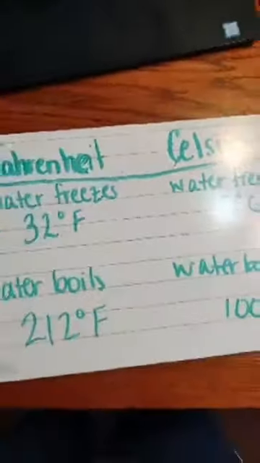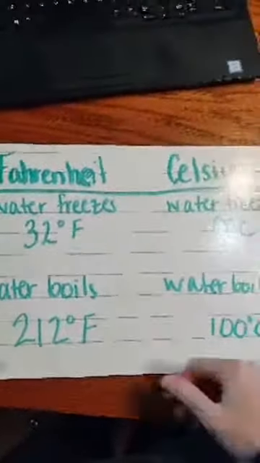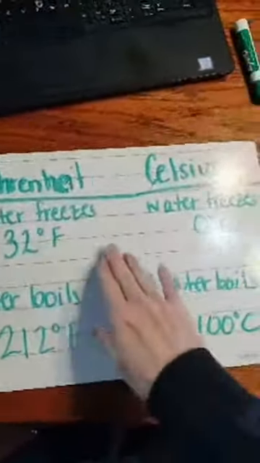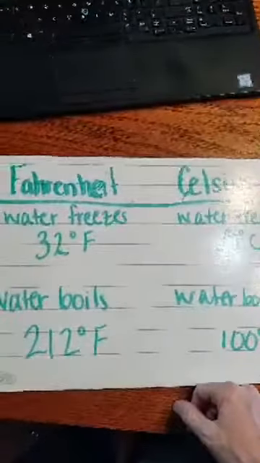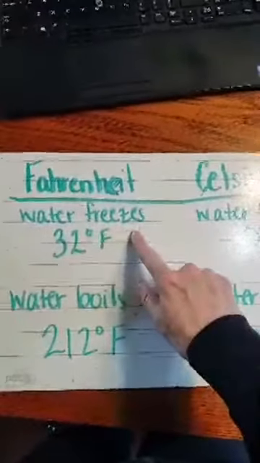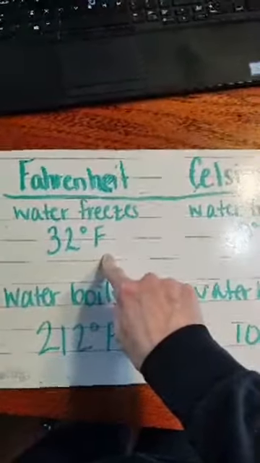So, the main differences that you guys need to know are when water freezes and when water boils in the two different systems. So in Fahrenheit, water freezes at 32 degrees Fahrenheit.